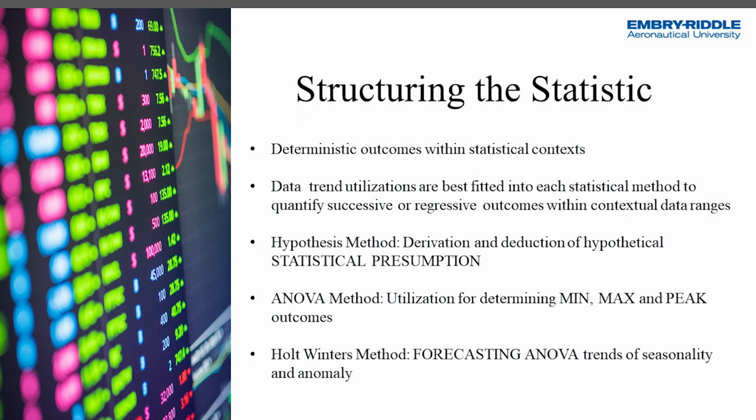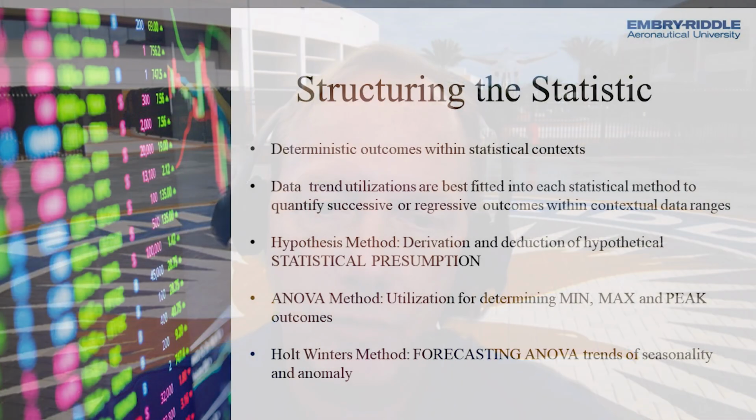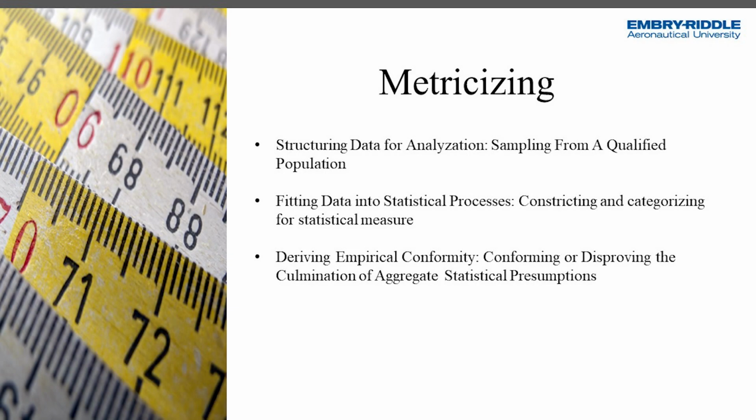Fitting trends into statistical methods of quantification, successive, regressive, or even neutral outcomes fit into the context of mathematical derivatization, making an objective observation or phenomena transformed into something meaningful. The scientific ANOVA and Holt-Winters methods used to quantify data make the analysis of information for structural, numerical data trends easier to realize.